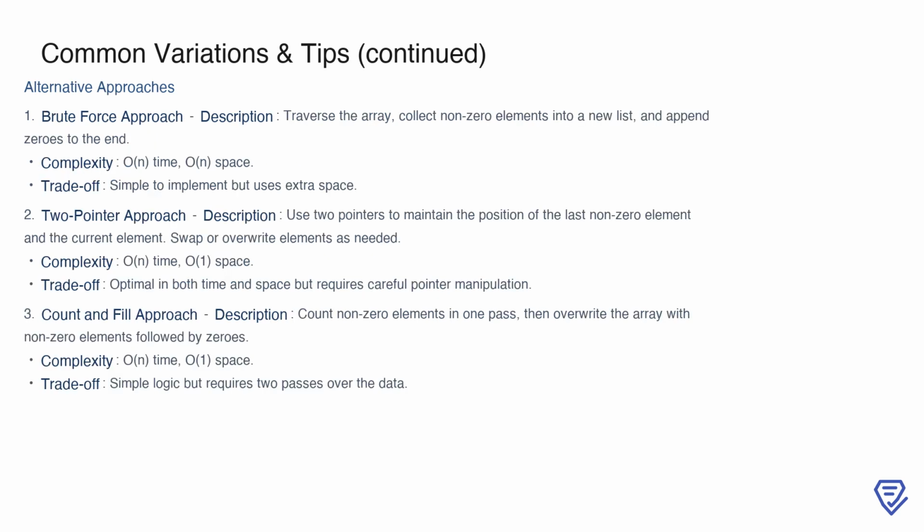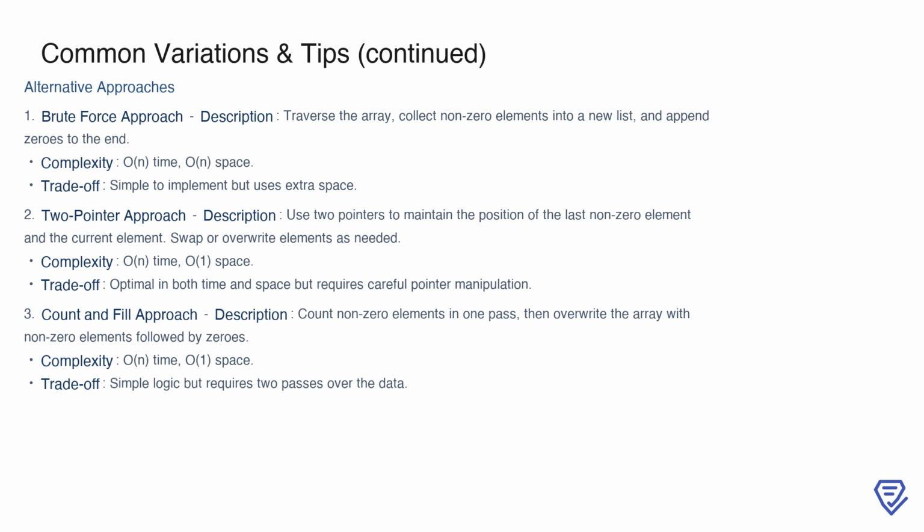There are several ways to approach the move zeros problem, each with its own trade-offs. The brute force approach involves traversing the array, collecting all non-zero elements in a new list, and then appending zeros to the end. While this method is simple to implement and runs in O(n) time, it requires O(n) additional space, which is often not acceptable in interviews.